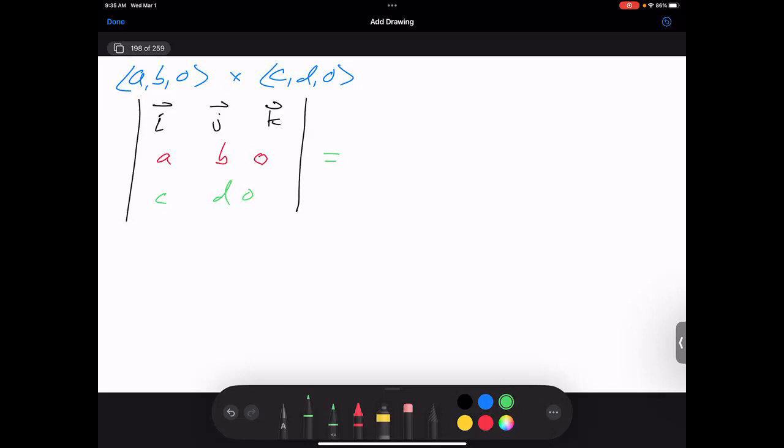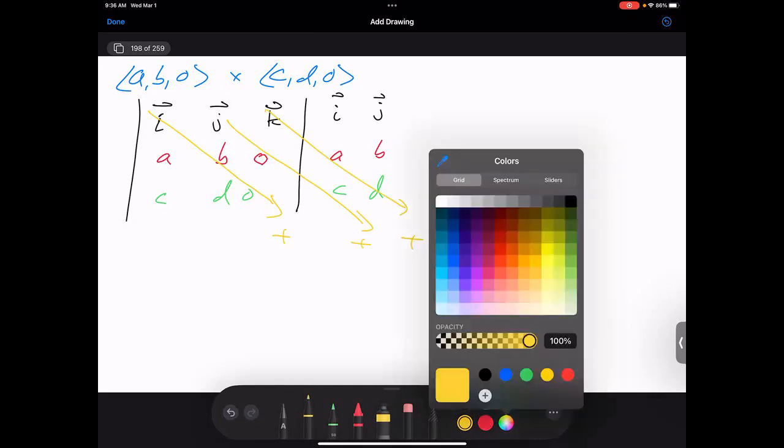Okay. I will show you a trick that only works for 3 by 3 determinants. What you do is you repeat the first two columns. And the rule is the following. You go diagonally down like this, and these all have a plus sign. And then I need another color.